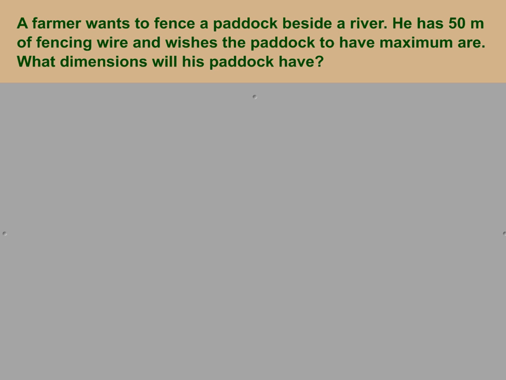Now let's take a look at an example. Let's say that a farmer wants to fence a paddock along the river. So he only has to fence three sides, the river being the fourth side. And he has 50 metres of fencing wire and wishes to make the paddock such that it has a maximum area. So what will the dimensions of the paddock look like?